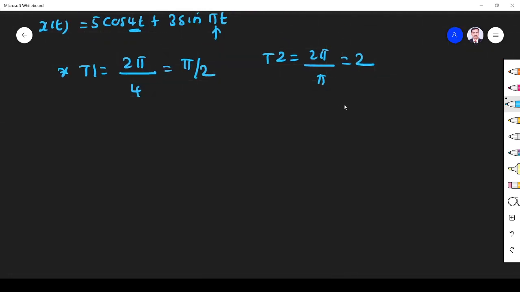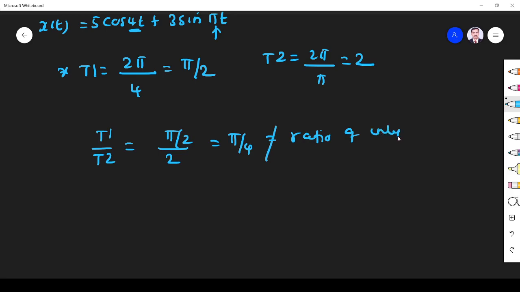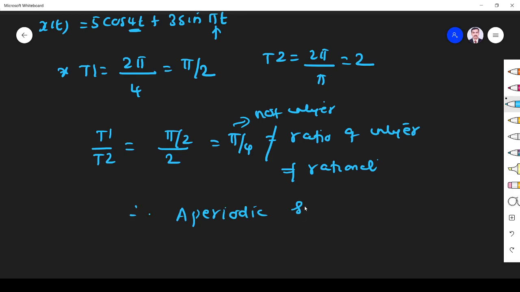What we need is T1 by T2. T1 by T2 is given by pi by 2 divided by 2. It is pi by 4. It is not a ratio of integers. Pi is not an integer, so it is not integer by integer. This means it is not rational. Ratio means numerator and denominator are integers. So therefore you can say it is an aperiodic signal. Okay, second one, very simple.